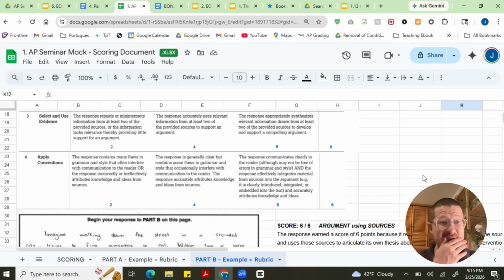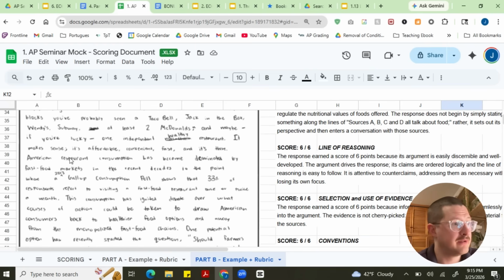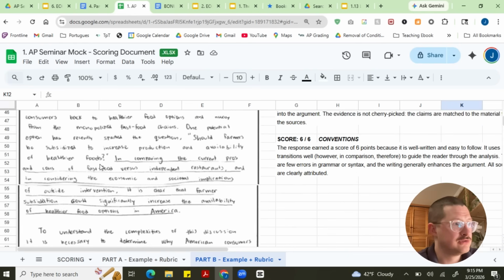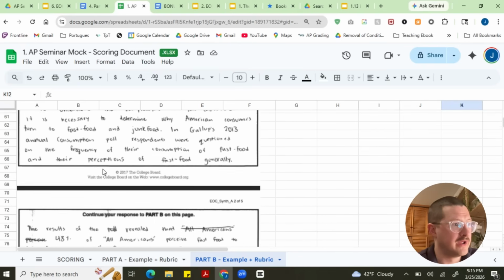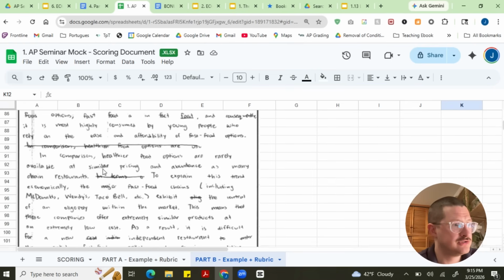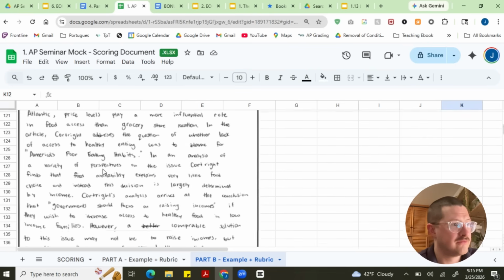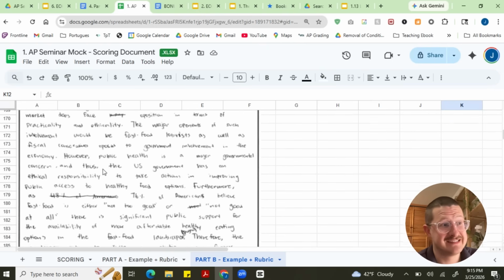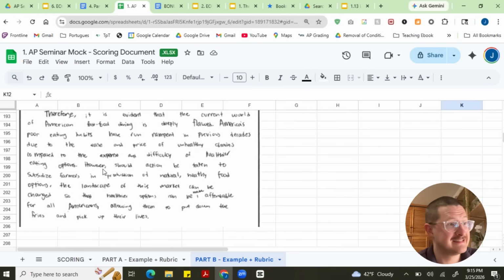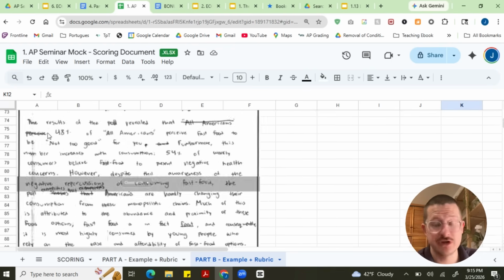All right, let's look at this example. And here, the first thing I want to do is count paragraphs. 1, 2. Oh no, that's all 1. 2, 3, 4, 5, 6, 7. Okay, so 1 intro, clearly a conclusion, therefore.